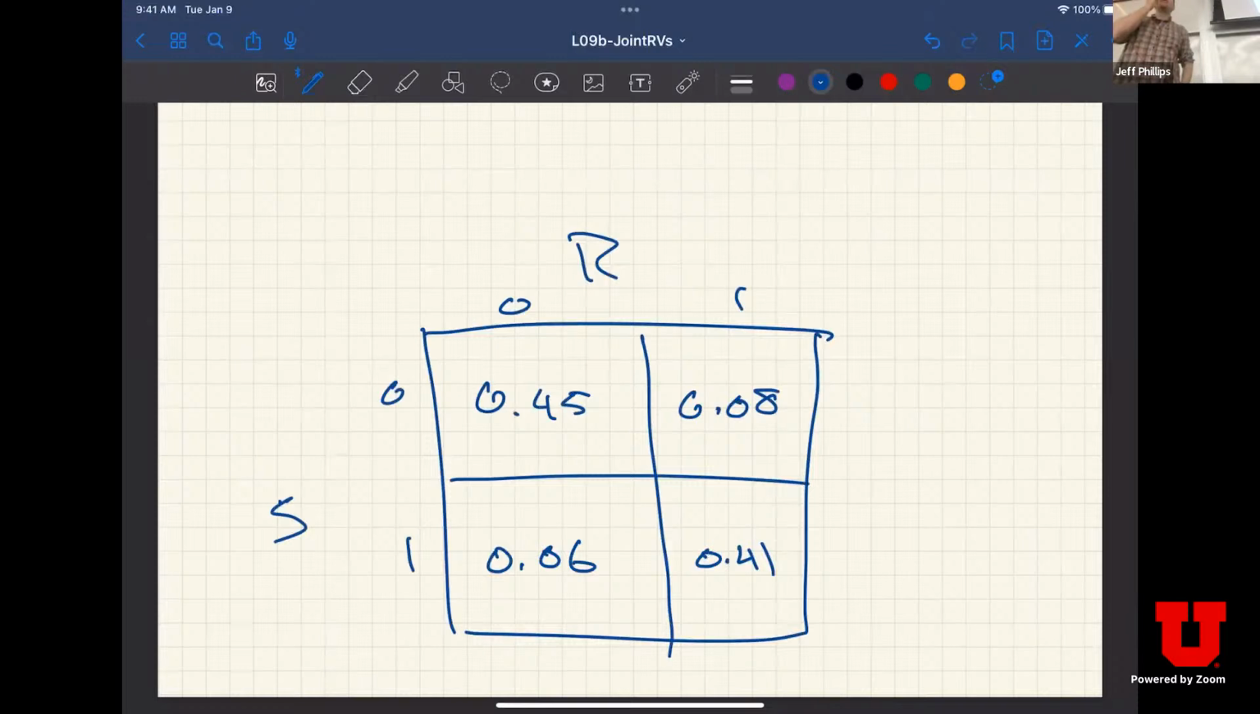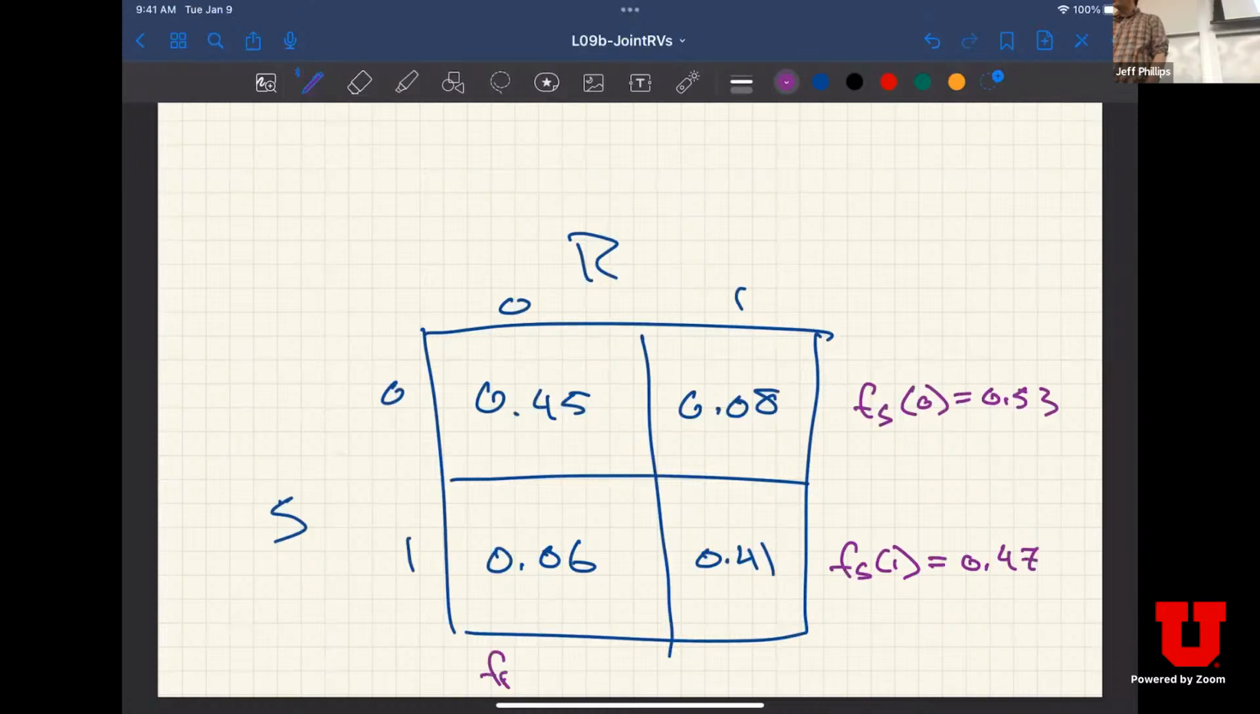Yeah. No, I should be able to calculate this. Here, let me help by calculating f of S0. Let me write this back up again: 0.53, and f of S1 equals 0.47. These are the marginal probabilities. f of R0 should be 0.51, and f of R1 equals 0.49. So there should be a way to determine if these random variables are independent.